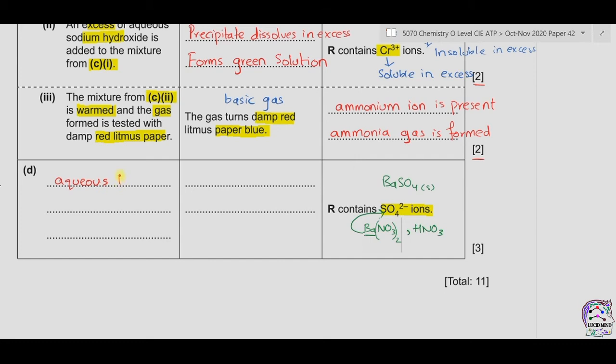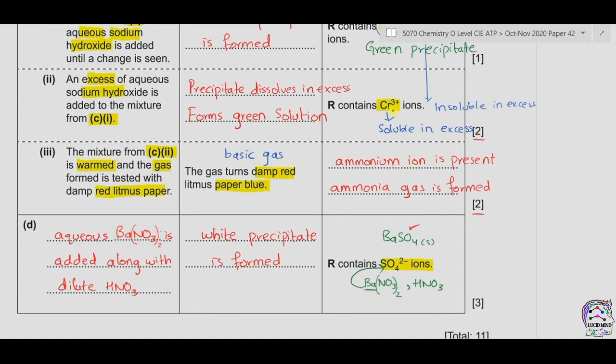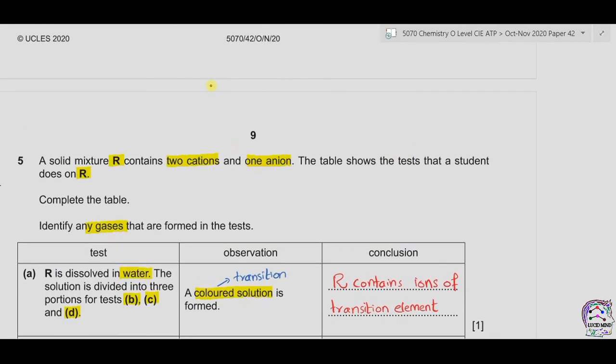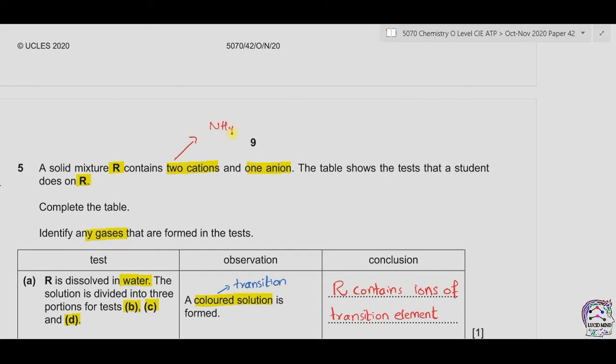Aqueous barium nitrate is added along with dilute nitric acid, and the observation would be that a white precipitate is formed. This white precipitate is actually barium sulfate. So the anion confirmed is sulfate, while the cations present were 2. One is ammonium ion and the second is chromium +3. So among the 2 cations we had ammonium and chromium +3, and one anion was sulfate.